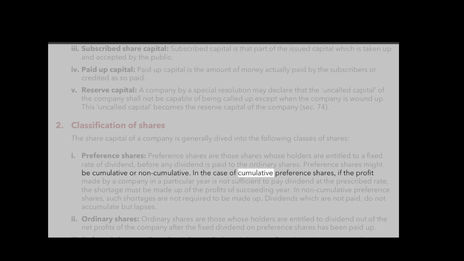In the case of cumulative preference shares, if the profit made by a company in a particular year is not sufficient to pay dividend at the prescribed rate, the shortage must be made up of the profits of succeeding years. In non-cumulative preference shares, such shortages are not required to be made up. Dividends which are not paid do not accumulate but lapse.